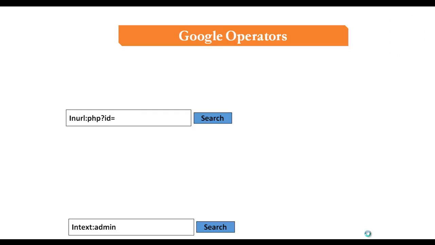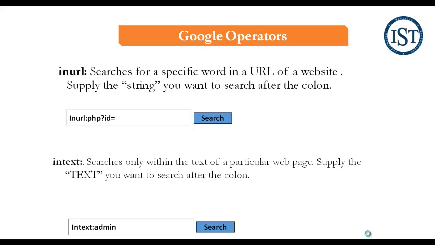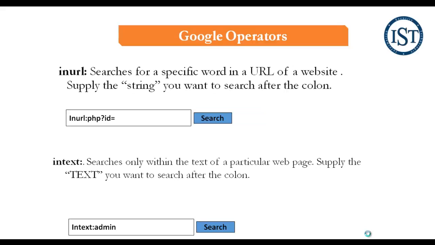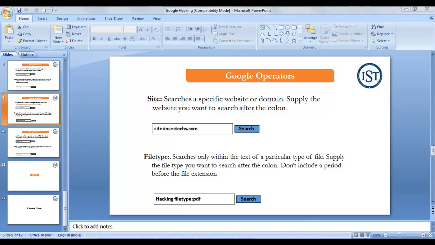And the next one is in URL. It searches for a specific word in the URL of a website. All we have to do is supply the string after the in URL operator. And the next one is in text. It searches only within the text of a particular web page. All we need to do is supply the text you want to search after the colon. Now let's have a quick demonstration of these four: in URL, in text, site and file type.